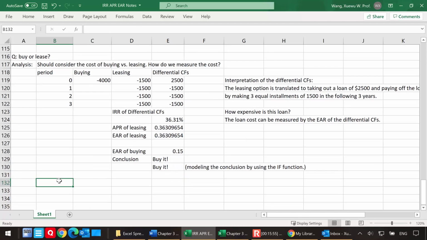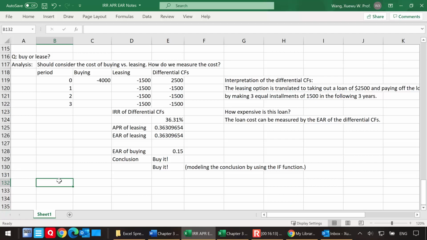Just to recap, in this simple example, we're trying to compare buying to leasing. Our methodology is to look at the differential cash flows. And we do have a very good interpretation of the differential cash flows.